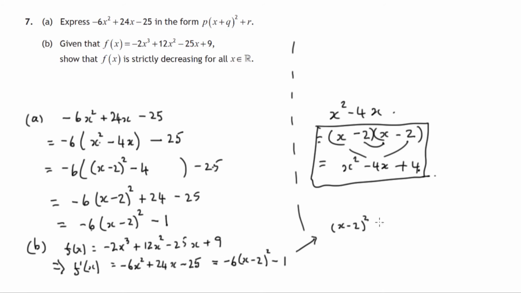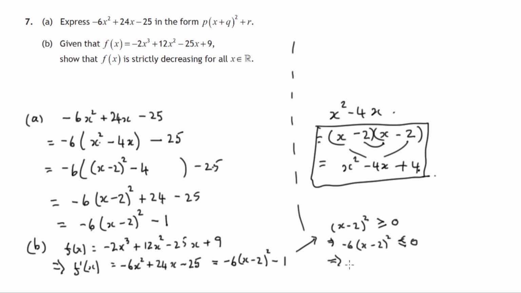x minus 2 all squared has to be greater than or equal to 0. If we square numbers, you get positive answers or 0. So that part of it is always greater than or equal to 0. If we multiply that by negative 6, that would mean something that's always positive or 0 being multiplied by a negative number, that's always going to be negative or 0. And then if we take 1 away from something that's negative, it will still be negative, but take away 1 from something that's 0, that's going to be negative 1. That's going to be negative.